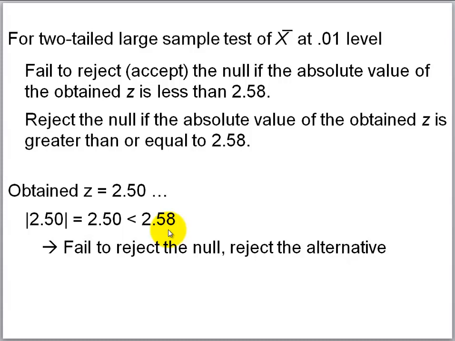So our decision, following the decision rule just presented here for the 0.01 level, is to fail to reject the null. So we're going to accept the null, and we are going to reject the alternative.